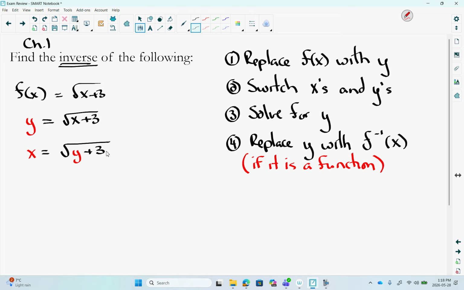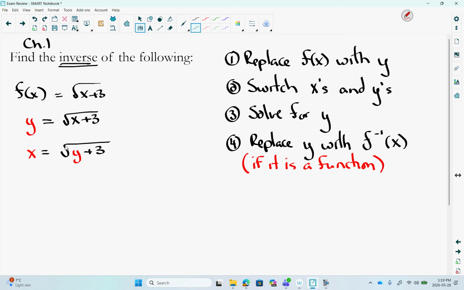Go with that? So step 1 and 2 are really just a joke. Anyone can do that. And if it comes in the form y equals, then you don't even have to do step 1. You're moving on to step 2. You just switch the x's and y's. This is where the work comes in. I got to solve for y. I got to get the y by itself.